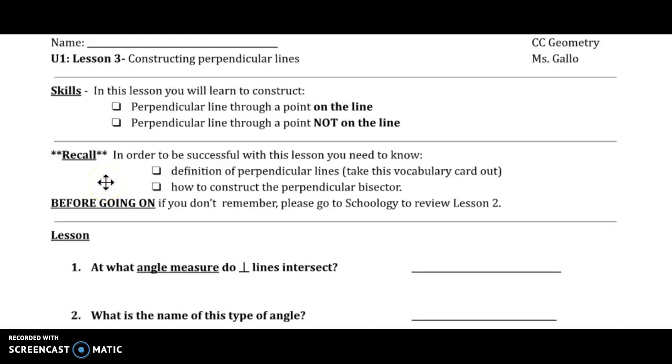So this is Unit 1, Lesson 3. We are going to be constructing perpendicular lines. The skills you will learn in this lesson are to construct a perpendicular line through a point on the line and a perpendicular line through a point not on the line.